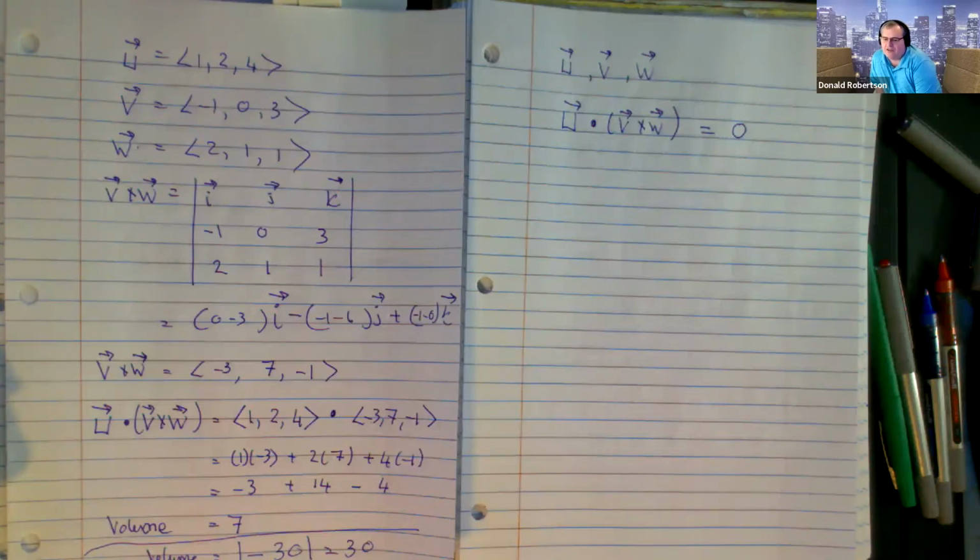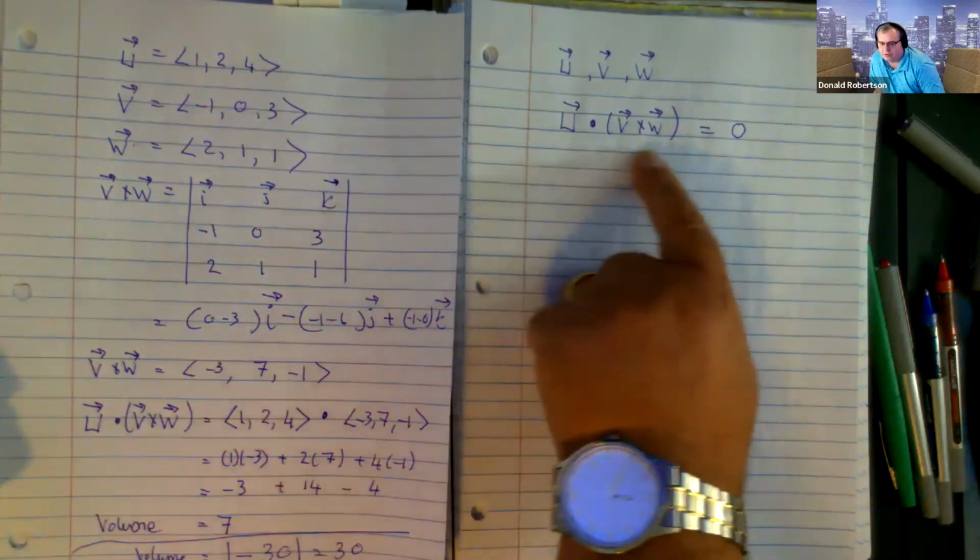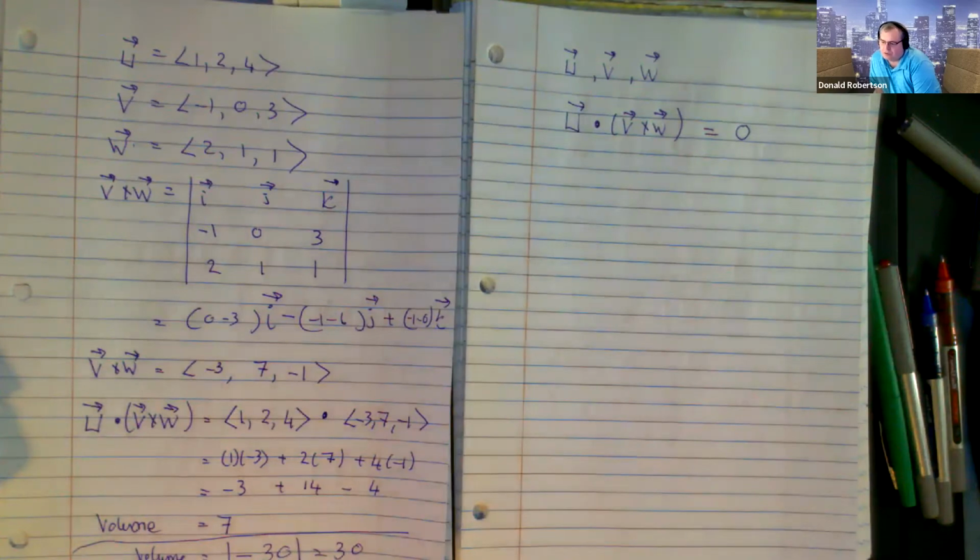Now, geometrically, what does that tell me about the 3 vectors U, V, and W? You remember when 2 vectors gave you a 0, didn't that mean that they were in fact parallel to each other, right? But what does it mean if the triple product is 0? Any ideas before I tell you? Geometrically, what do you think it might mean?